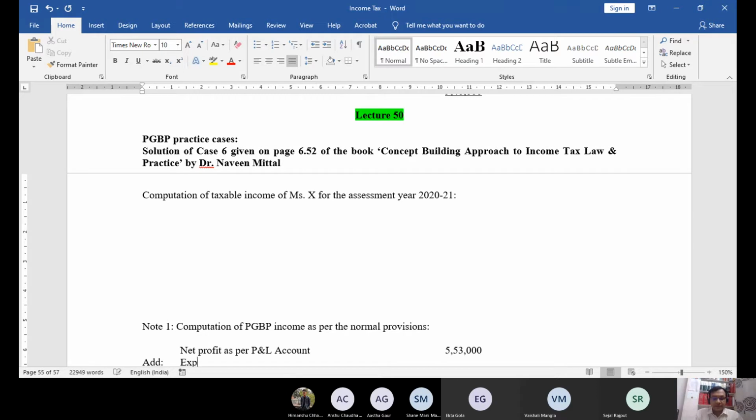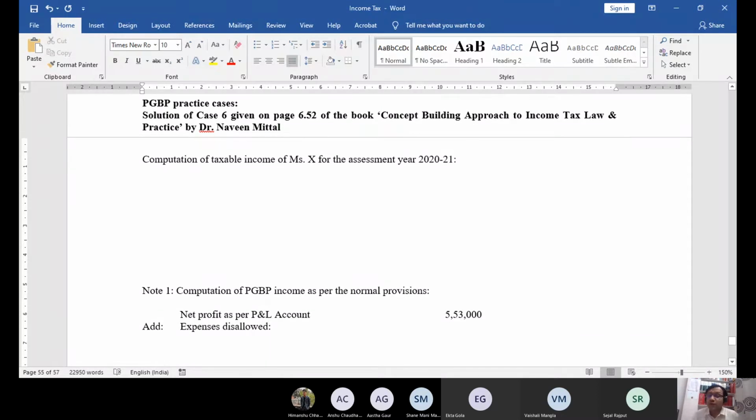Always the next heading, expenses disallowed. Always you should start from adjustments. I discussed only the P&L account with you. I have not done the treatment in the solution. That was only the discussion. In reality, I will never see the P&L account first because I need to check adjustments first.